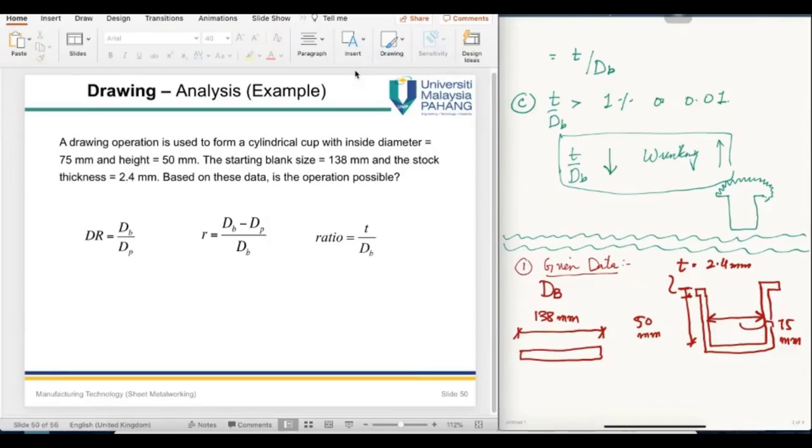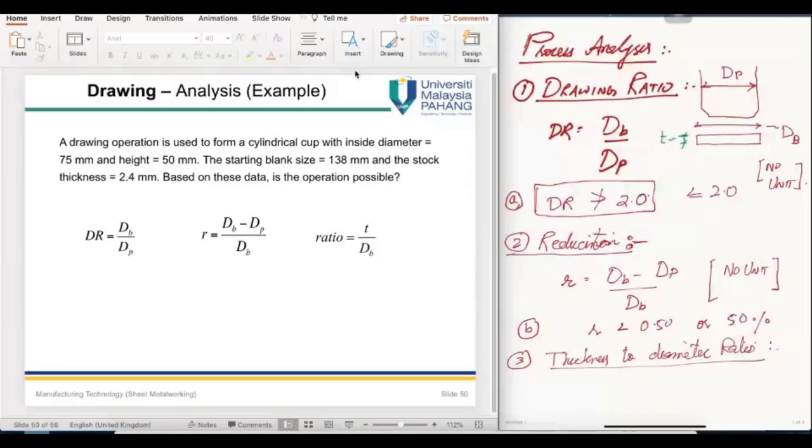Based on the data which has been given to us, we need to understand whether we are within the safe limits or not, whether we are following rule number A, rule number B, and rule number C or not. In order to see that, we need to first calculate these ratios: the drawing ratio, the reduction, and then the thickness to diameter ratio.